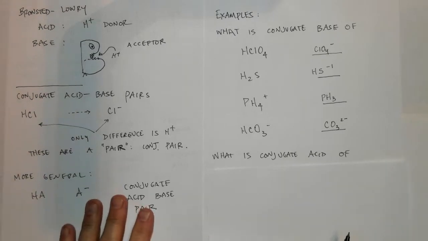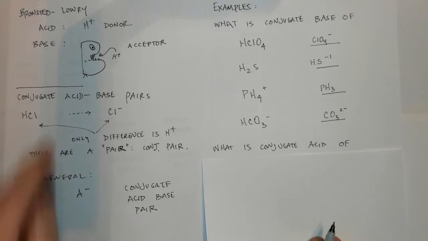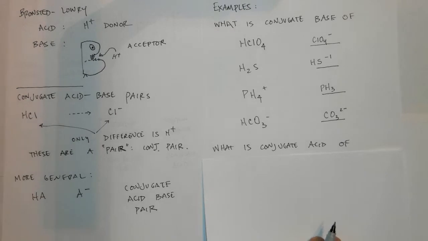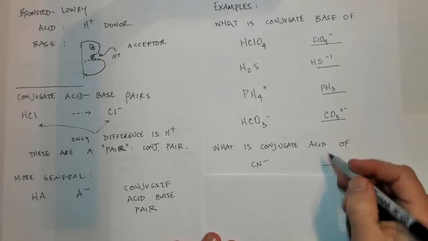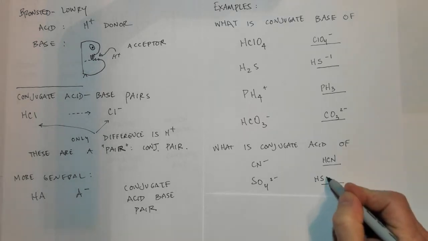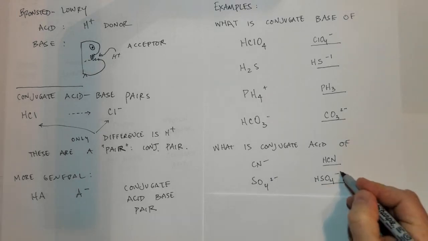Okay, let's go the opposite. What is the conjugate acid of a given base? Now these would be bases that would be accepting a hydrogen, and it would be what would exist after it gains a hydrogen. So CN-, gain a hydrogen, it would be HCN. SO4 2-, gain a hydrogen, it would be HSO4, and then what would happen to the charge? It would go up one because it gained a positive hydrogen, so it would be -1 now.